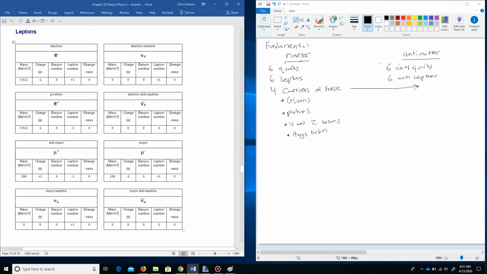you can come to here and you see each of these, and there's a good way to have things listed together. And it just lists the mass, the charge, the baryon number, which we'll get into, the lepton number, which we'll get into. Notice all of these have a lepton number, none of these have a baryon number. And then the strangeness is also an important thing we'll get into. And none of them have it because none of them are made by quarks. Remember, the strange is a quark.